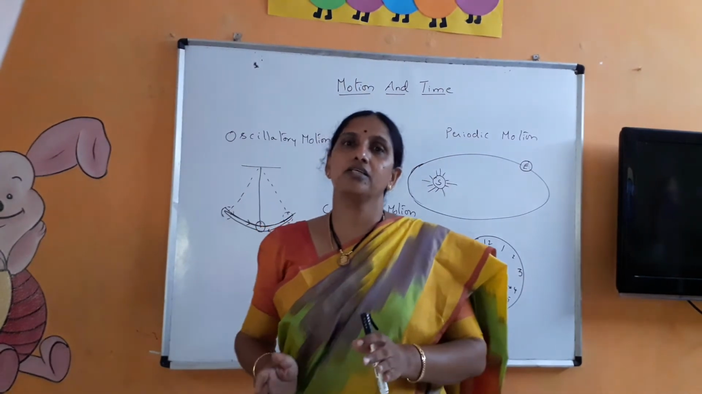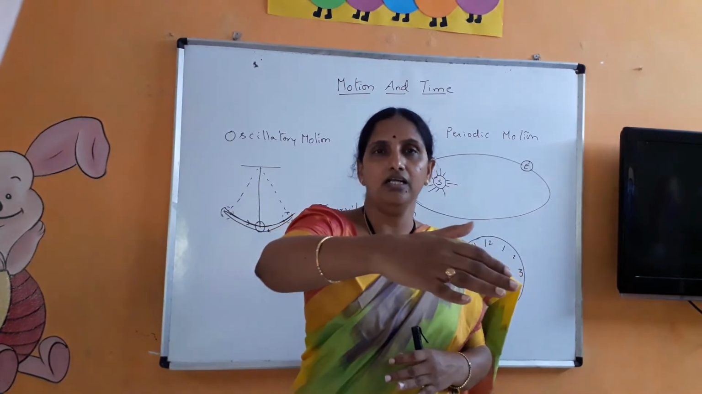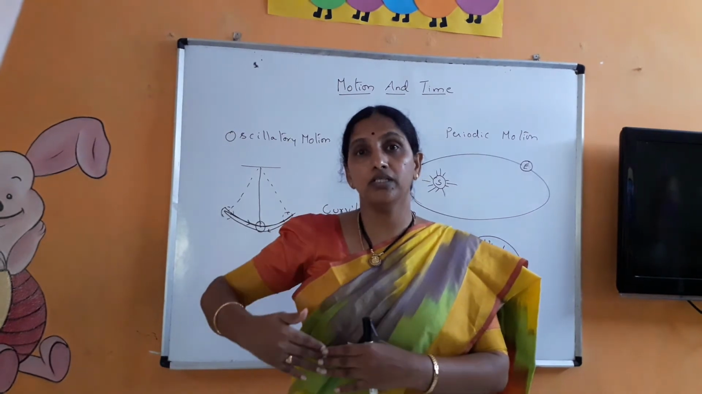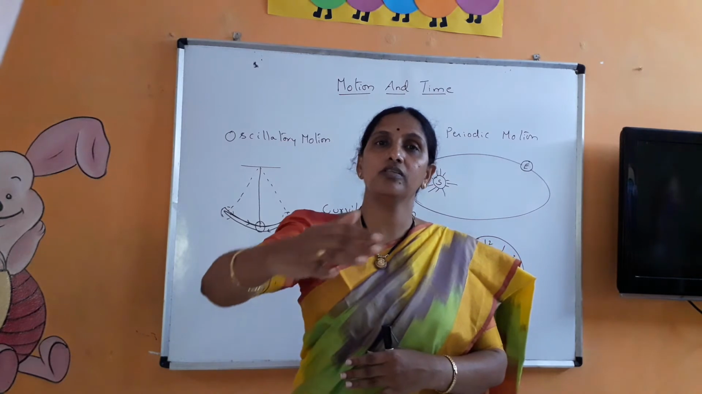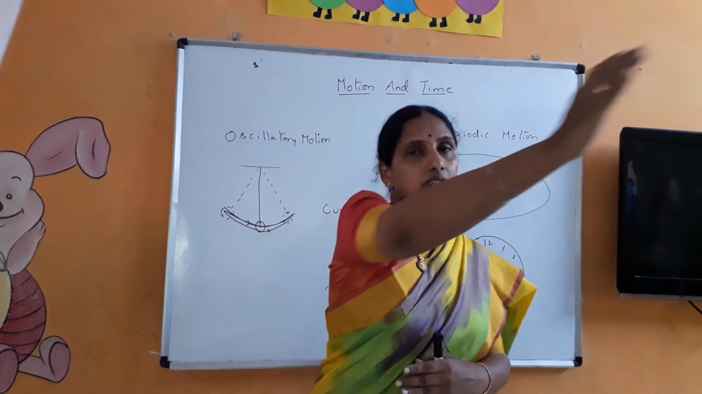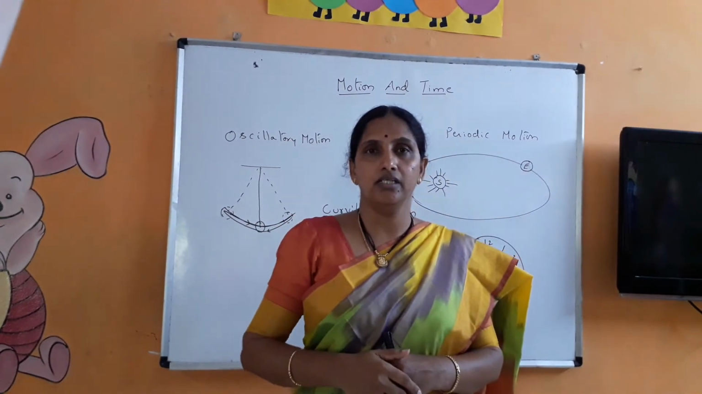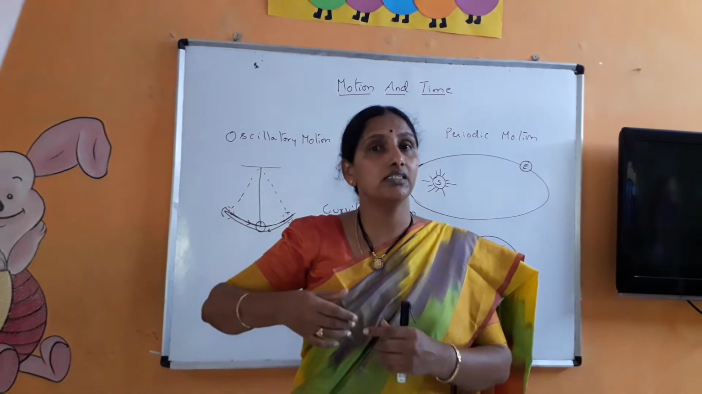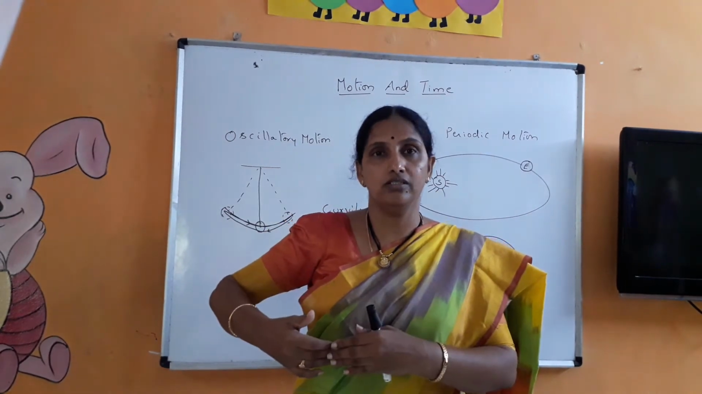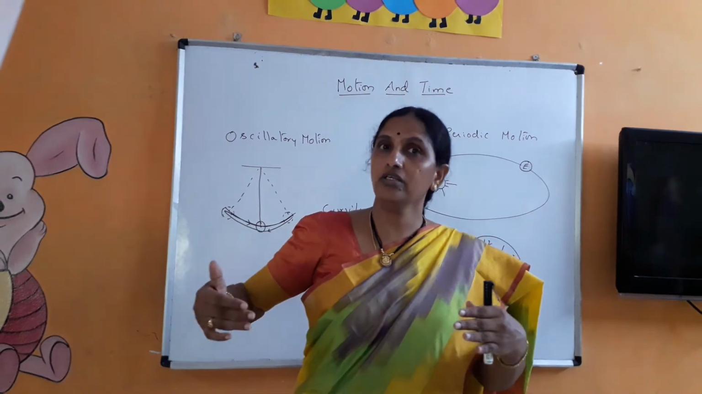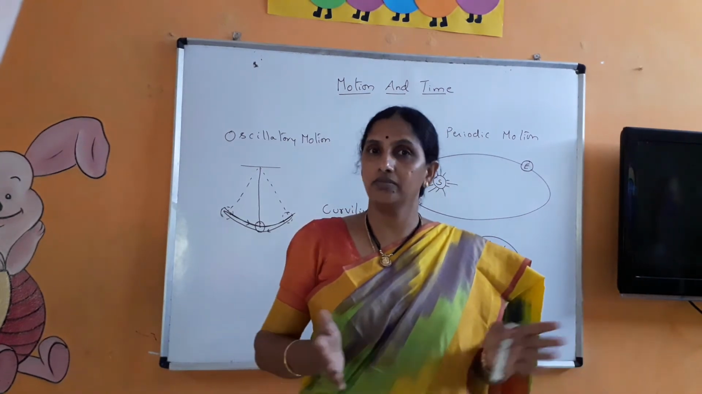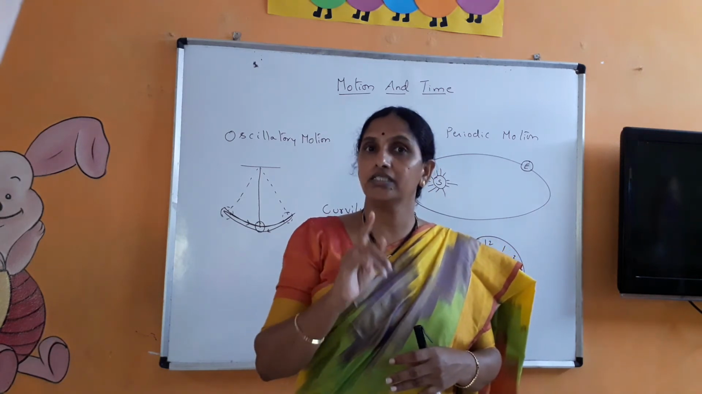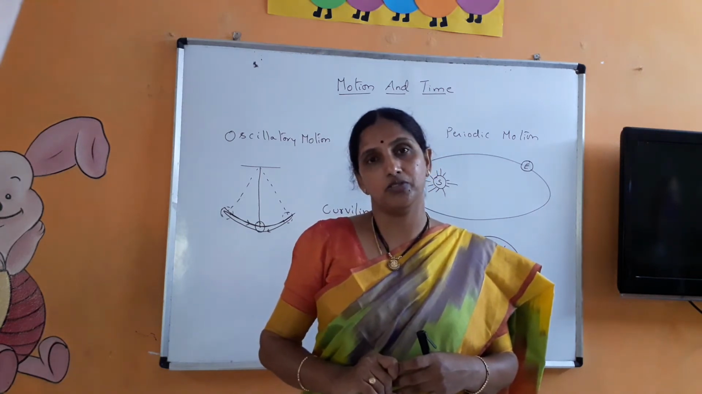Suppose a man is traveling along a curve in a car. He is at the beginning of the curve and slowly he moves on, completes the curve, and then he may move in a straight line path. But even at the end of the curve, you can see that the man is changing his position with respect to the surroundings. That means even though the man is moving in a curved path, he is in translatory motion.